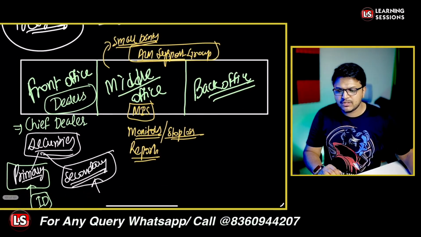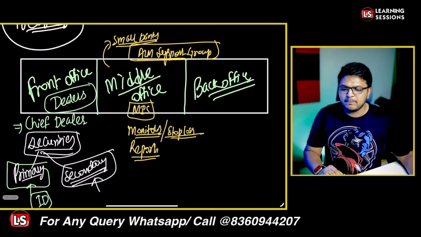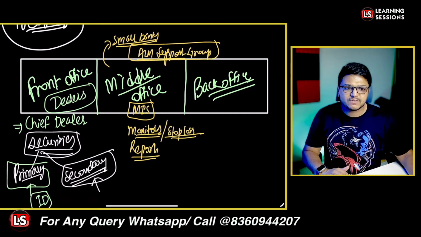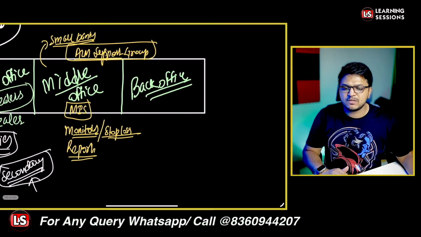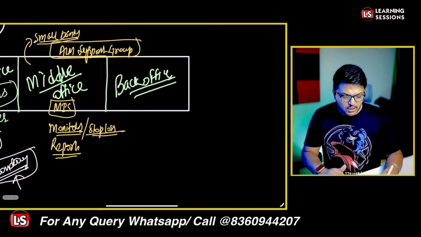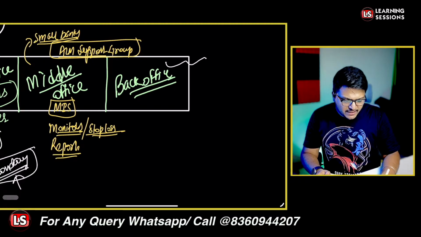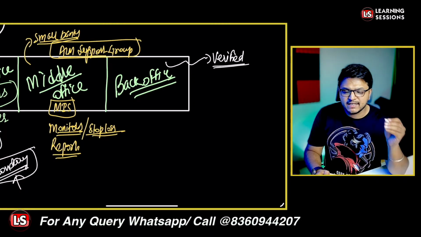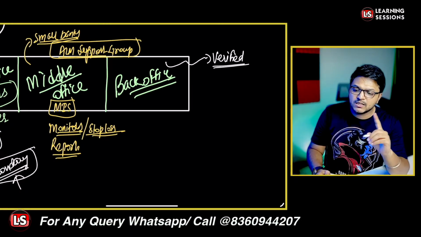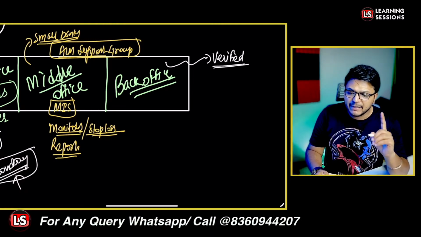After that, it is related to the back office. Now, what is the back office responsible for? The back office is responsible for verification and settlement of the deal. Whatever deals are entered by the front office are to be verified, and the verification and settlement are to be done individually by the back office.